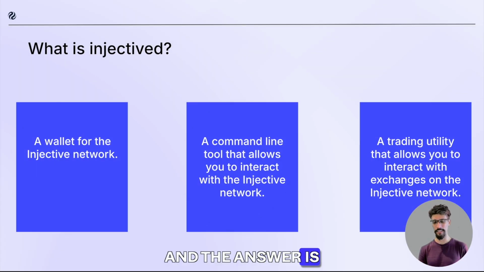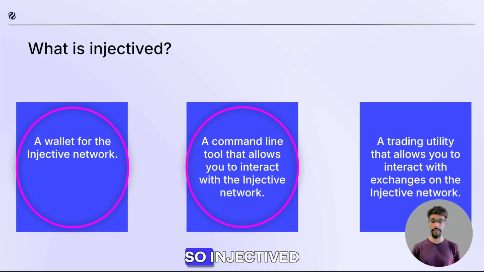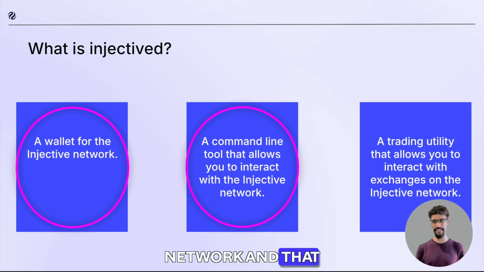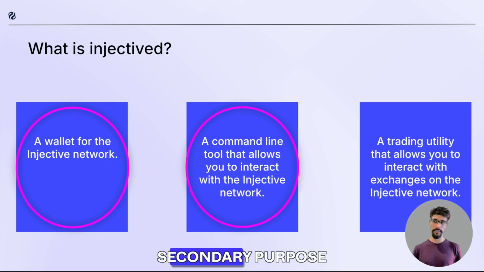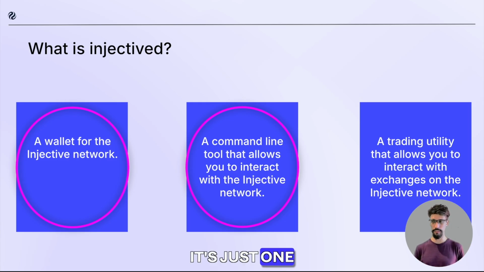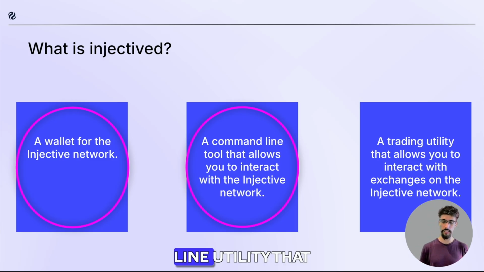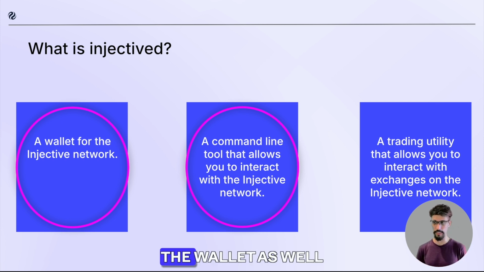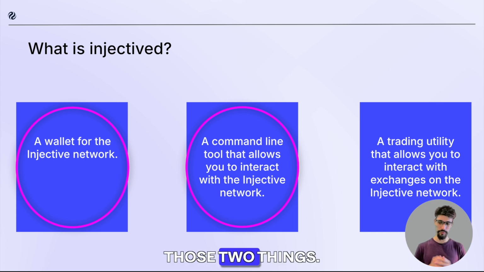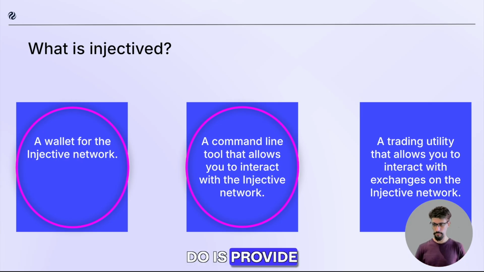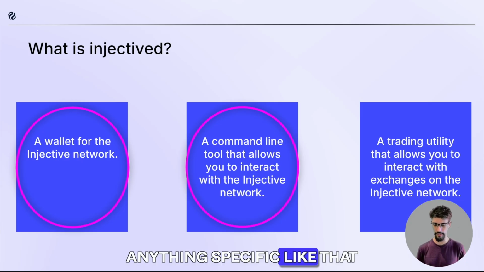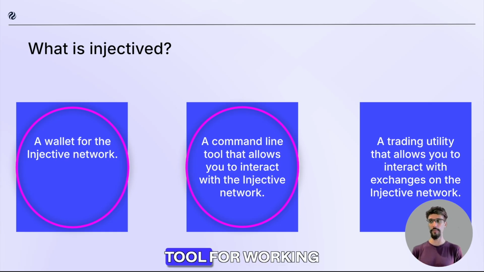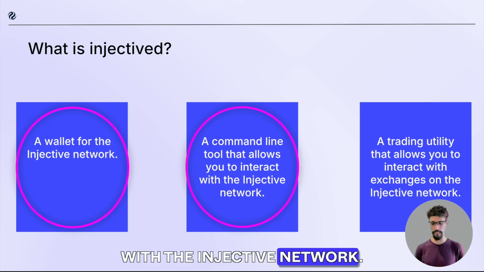And the answer is the first two. So Injective functions as a wallet on the Injective network, and that is perhaps its secondary purpose, right? It's just one of the capabilities that is inbuilt into it, but it also functions as a command line utility that interacts with the Injective network, and that's why it also needs to be the wallet as well. So yeah, those two things. What it doesn't do is provide trading utilities or anything specific like that, right? It's a general purpose tool for working with the Injective network.